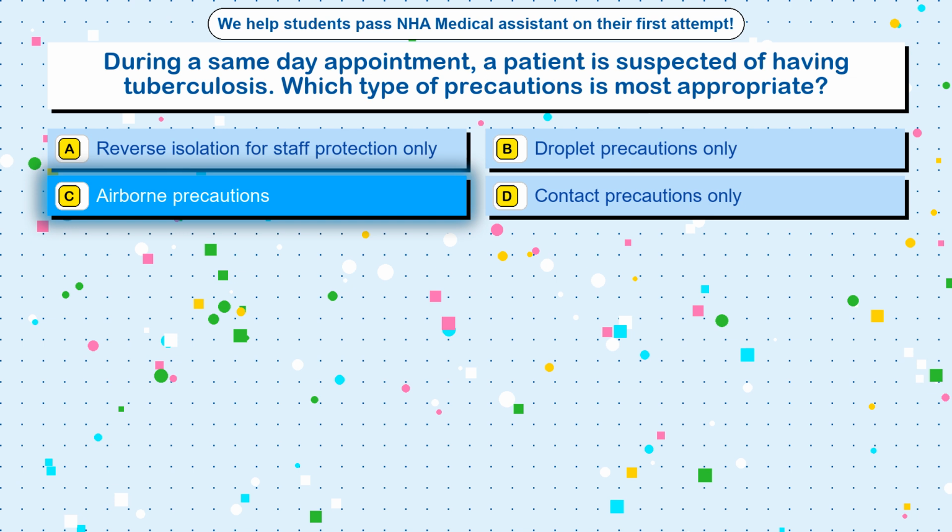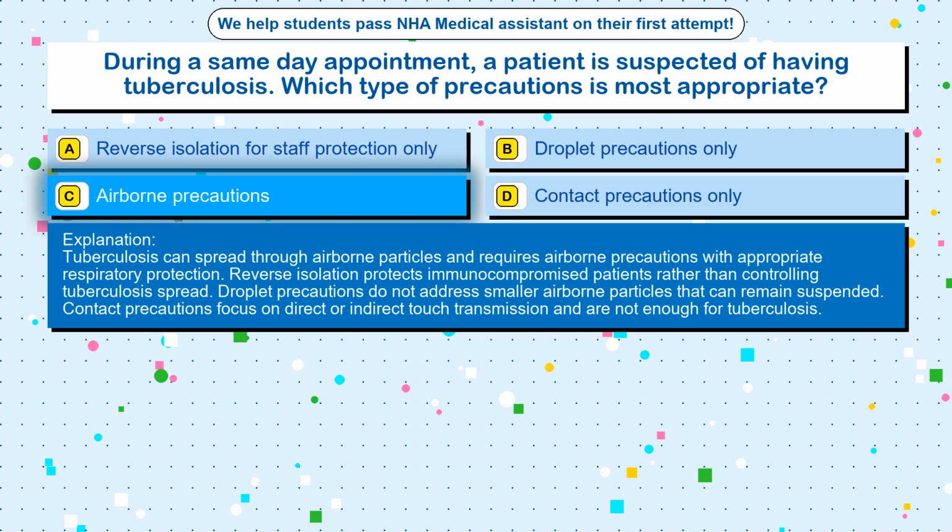Airborne precautions. Tuberculosis can spread through airborne particles and requires airborne precautions with appropriate respiratory protection. Reverse isolation protects immunocompromised patients rather than controlling tuberculosis spread. Droplet precautions do not address smaller airborne particles that can remain suspended. Contact precautions focus on direct or indirect touch transmission and are not enough for tuberculosis.